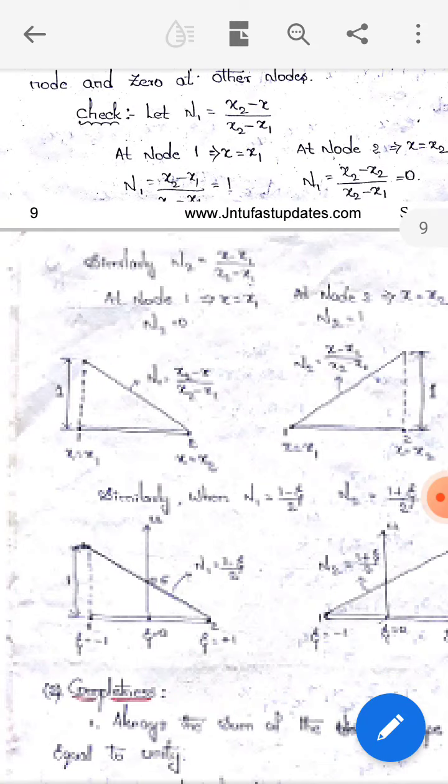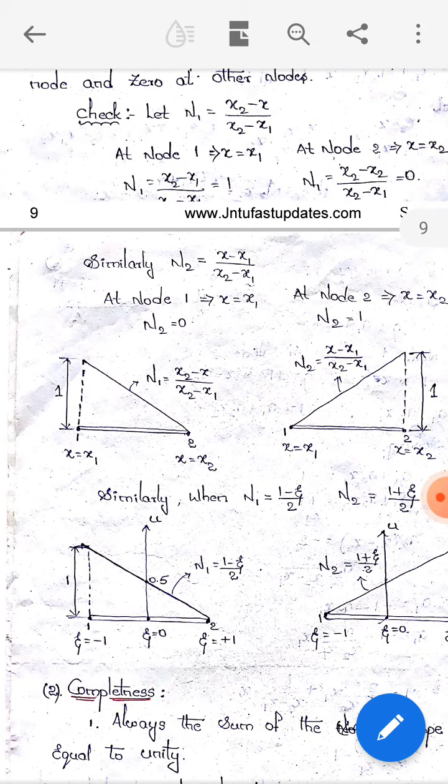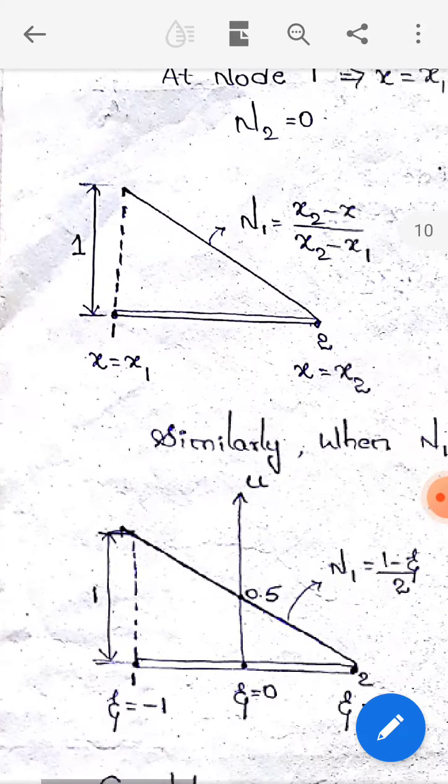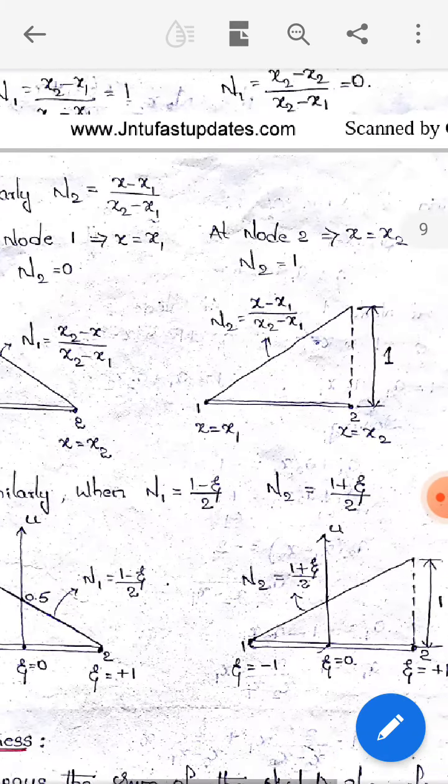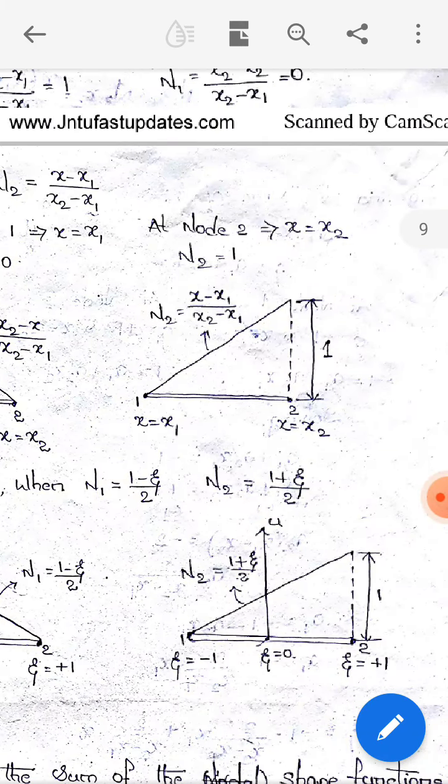At node 1, the magnitude of N1 is 1, so the other part is 0. What is the meaning of 1 and 0? It is clearly the displacement: node 1 is 1, the other part is 0. We went for mathematics as a linear polynomial, so we joined it, and it is represented as a right angle triangle. Similarly, for N2, we get a right angle triangle with node 2 displaced to 1. Node 1 is 0, node 2 is 1.